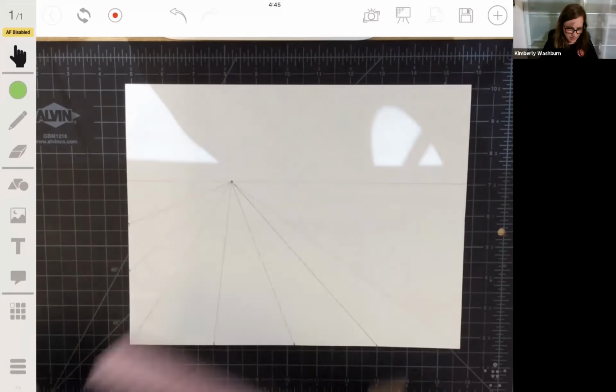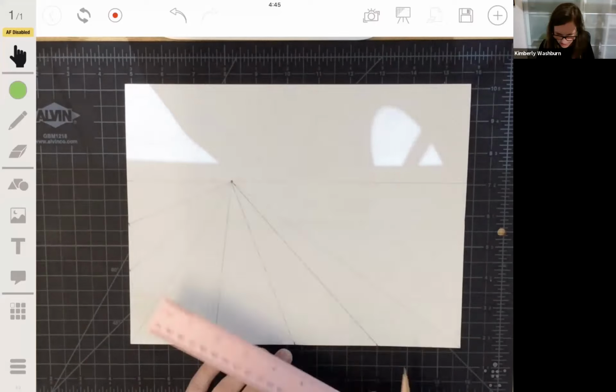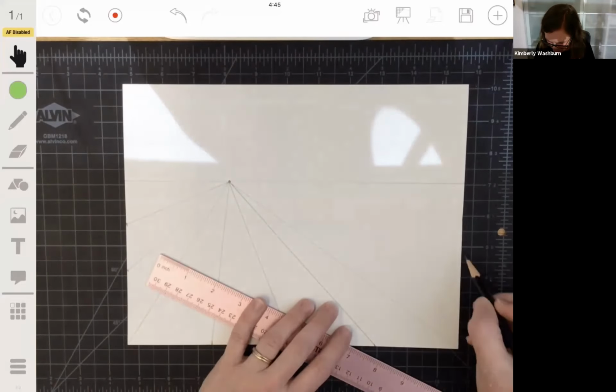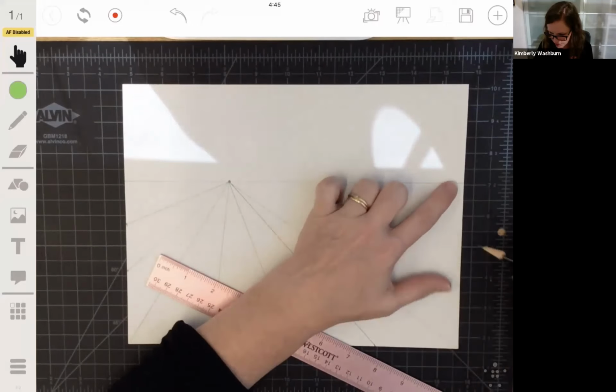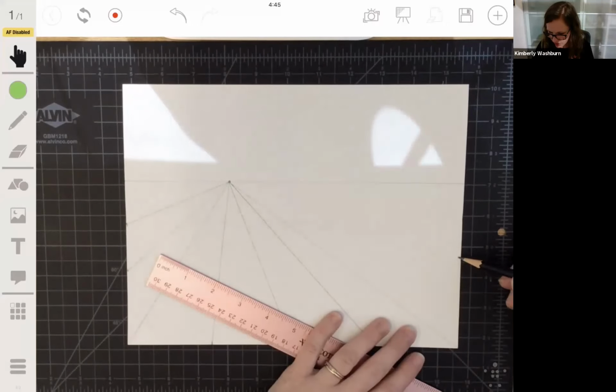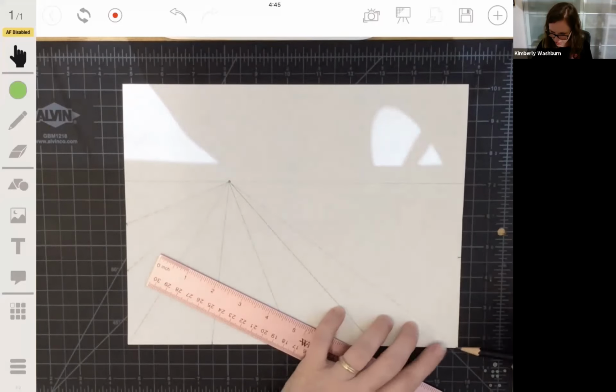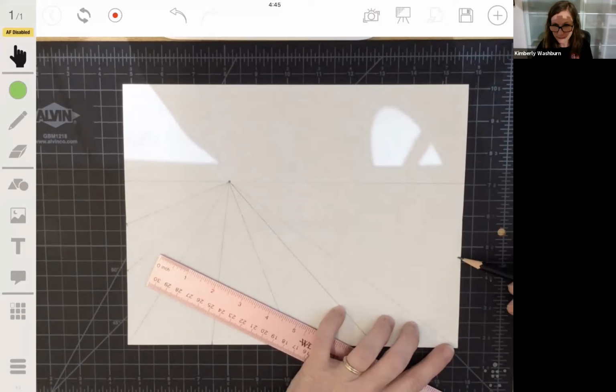Okay, so there's my rows on the side. And I'm going to do the same thing over here, except on this side I'm going to do 3, because I've got a little more space here. So to do 3, I can just find the halfway point. Halfway between here and here is about right here. You can go ahead and make that mark.